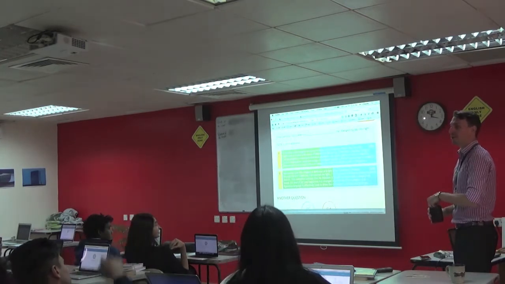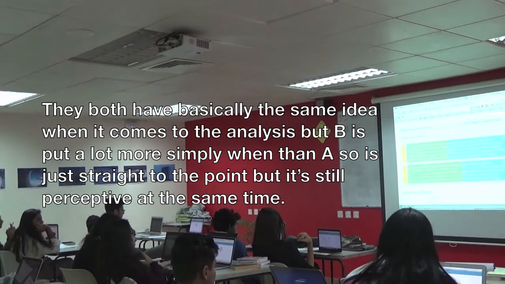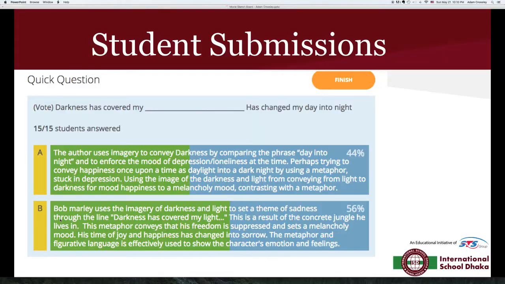Who voted for B? Who's somebody who voted for B? Both have basically the same idea when it comes to analysis, but B puts a lot more sympathy than A, so it's just straight to the point, but it's still perceptive at the same time. Here is the vote result. You can see that often the class is very closely split.